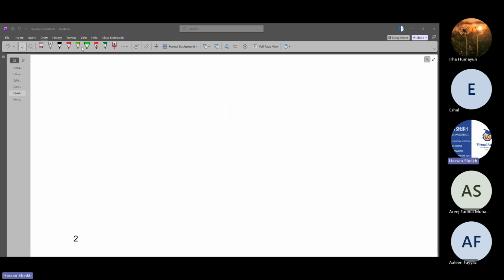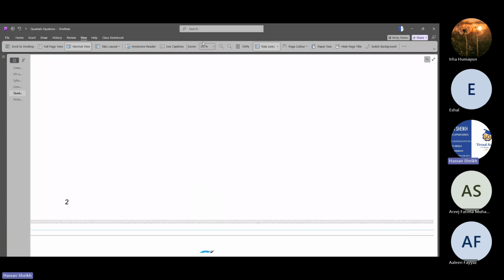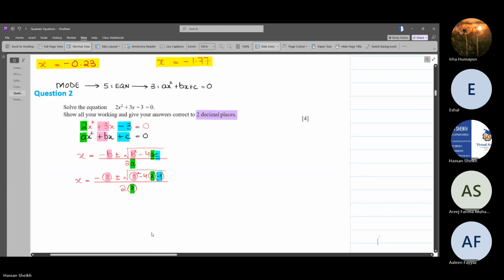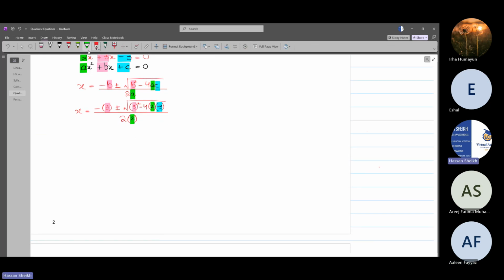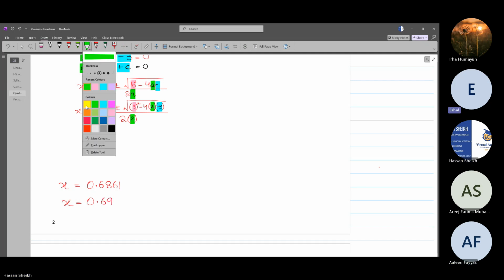Yes. X is equal to 0.686. So 0.686 would be rounded off to what? It would be rounded off to 0.69 to two decimal places. Look, students, we got 0.6861. Is it correct to round it off to 0.69 to two decimal places? Yes. Sir, I got 0.92.